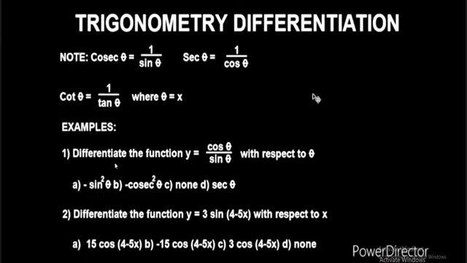Let's look at the question once more. It says differentiate the function y equals cos theta over sin theta with respect to theta. Now let's differentiate this question. I have a note here, and I'm going to explain something when we get to the application of this note, but let's differentiate first.